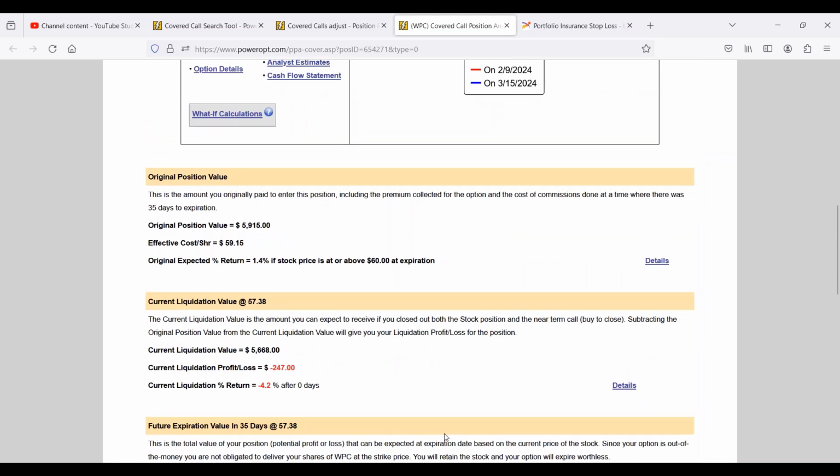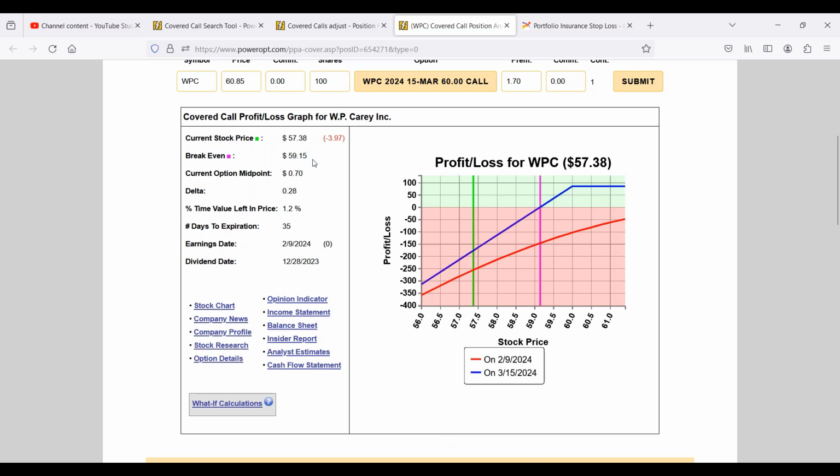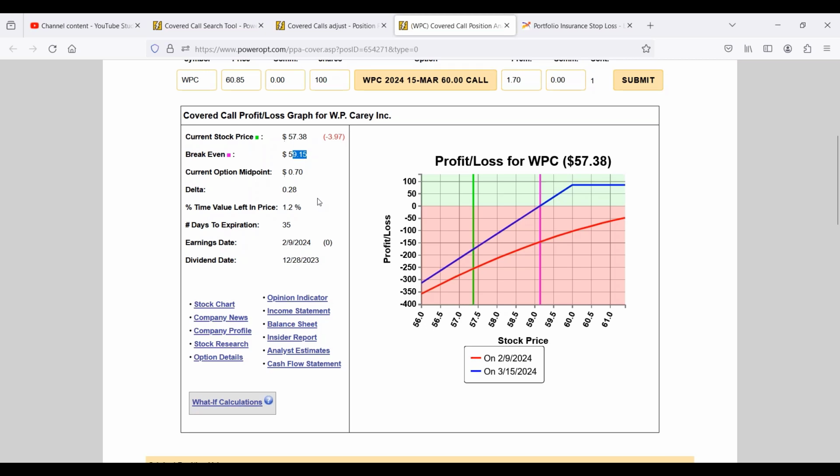And of course, I could also hold on right now if I think it was an overreaction to the earnings with this pullback of about $4 today. And excuse me, I think it's going to come back to maybe my break even. Maybe I don't need to roll or adjust.